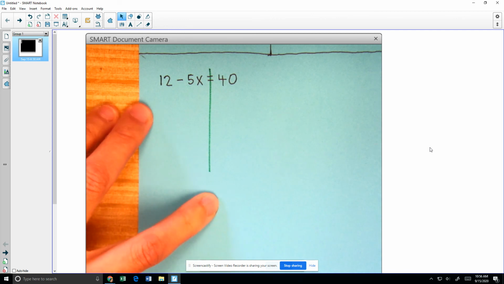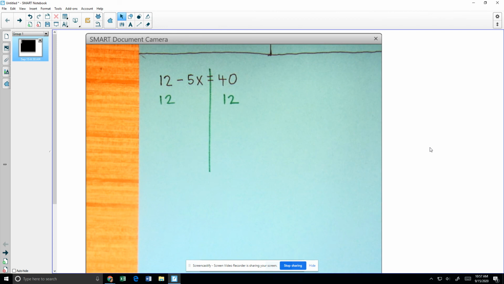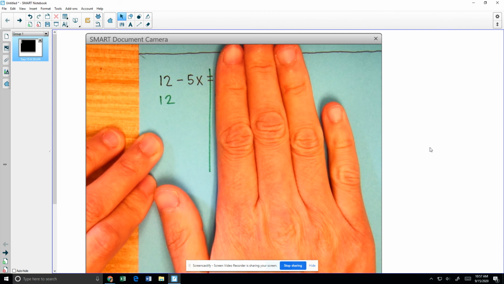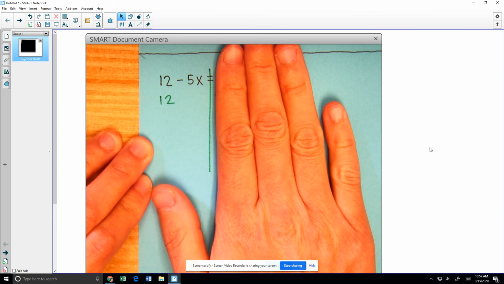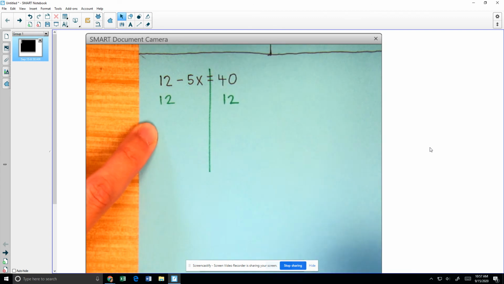Valeria says 12. Woohoo! You dropped down the 12. Good job. The reason why you dropped the 12 is because it is on the same side as x. So you know you have to drop the 12 and the 5 at some point. The 12 goes first because it's the adding and subtracting one, or you can say that it's the farthest away from the x, or you can say it's the one that's not connected to the x.